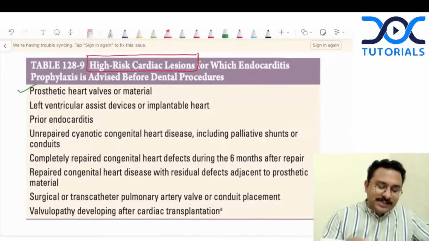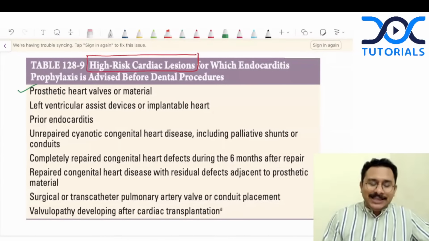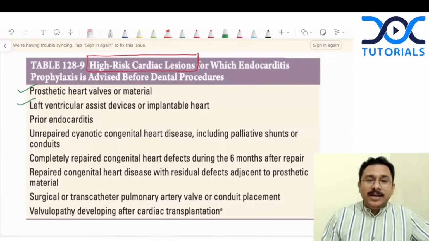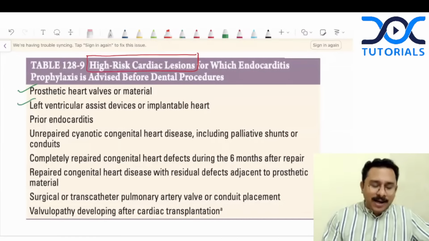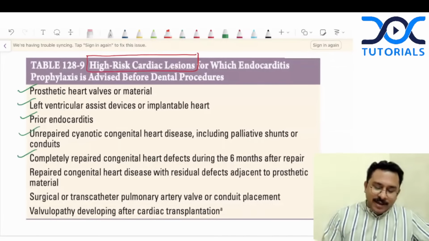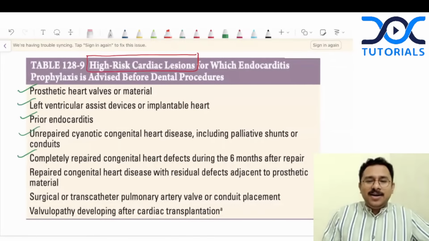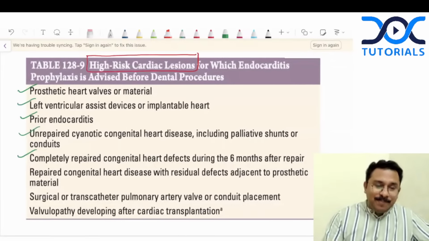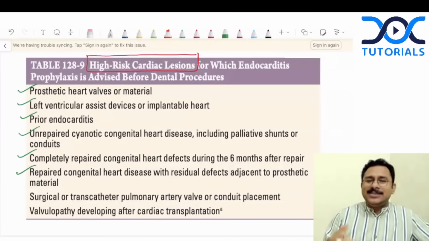Number 1, if there is a prosthetic heart valve in place. Number 2, left ventricular assist device or implantable heart. Number 3, prior endocarditis. Number 4, unrepaired cyanotic congenital heart disease, including palliative shunts or conduits. Number 5, completely repaired congenital heart defects during the 6 months after repair. Then even a repaired congenital heart disease with some sort of residual defects adjacent to the prosthetic material.